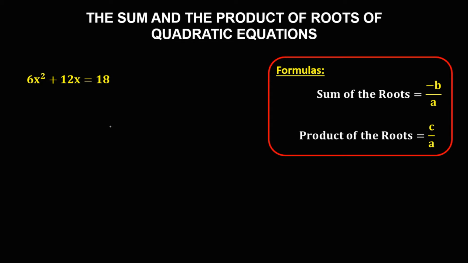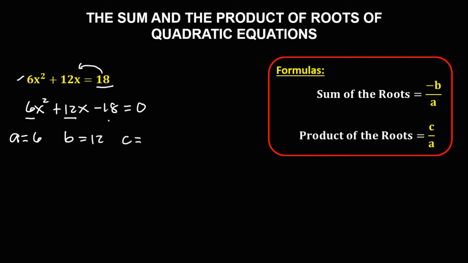Then for this given, again we need to rewrite this equation first in standard form. So we have 6x squared plus 12x, then transpose this positive 18 to the left side. So this becomes negative 18, then equals 0. Then find the values of a, b, and c. So a is positive 6, b is positive 12, and c is negative 18.